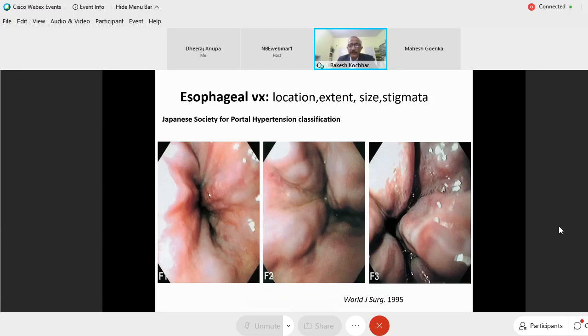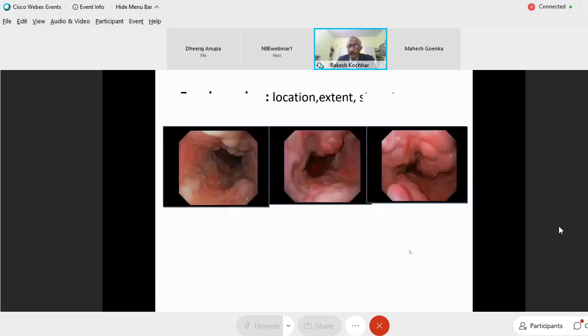F1 are varices which are straight, which are non-bulbous. F2 are bulbous varices which may be tortuous. F3 are varices which touch each other. So small, medium, large, F1, F2, F3.